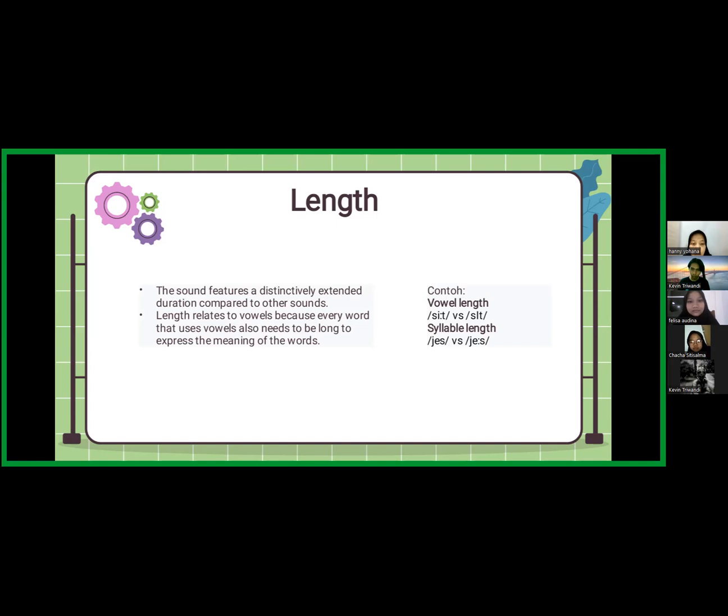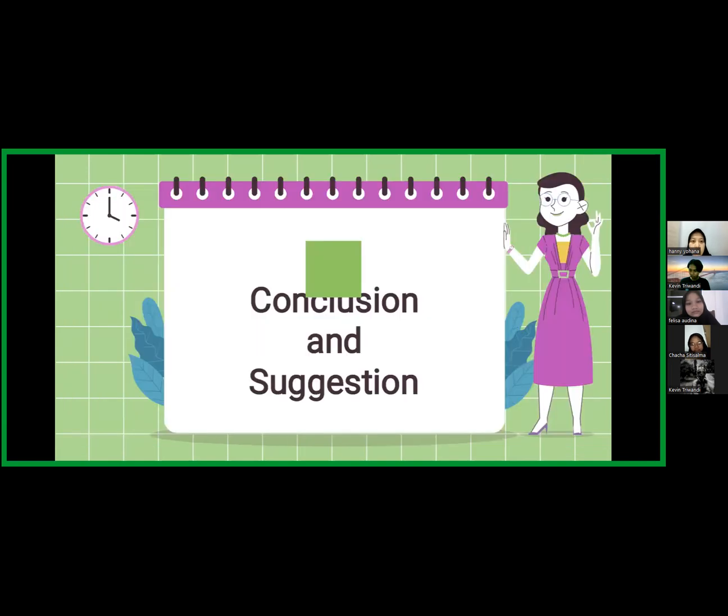For example, vowel length: seat versus sit. And syllable length: yes versus yes. Okay, that's all for me, and back to the moderator.